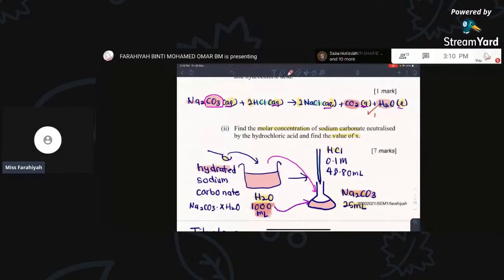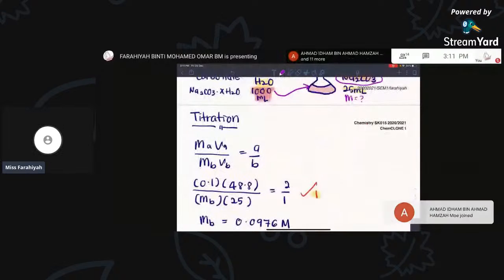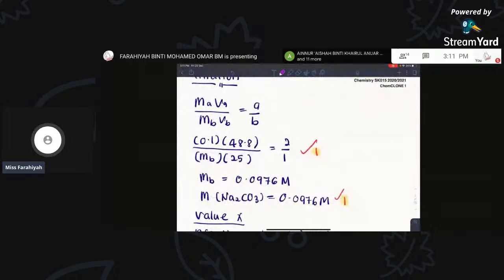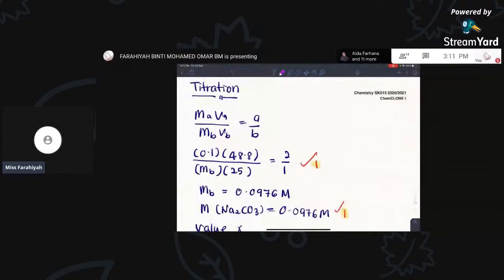Okay. And then dia react dengan hydrochloric acid. So soalan minta kamu molar concentration. Molar concentration ni adalah this one. Berapa dia punya molarity. So you dah tahu dah ini adalah reaction between acid and base. So you pakailah MAVA over MBVB. So you just masuk the value and then you akan dapat molarity untuk sodium carbonate. Okay, so you substitute the formula, akan dapat satu markah and you punya molarity of sodium carbonate will be another mark.